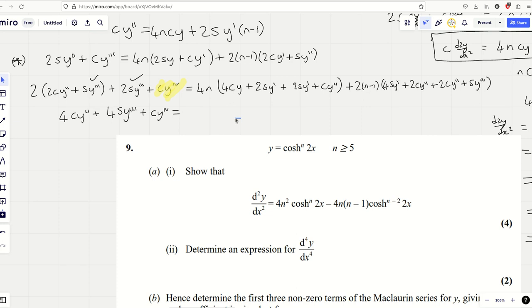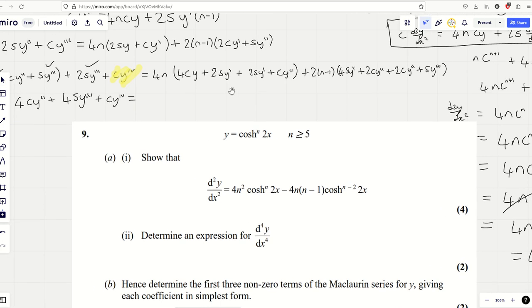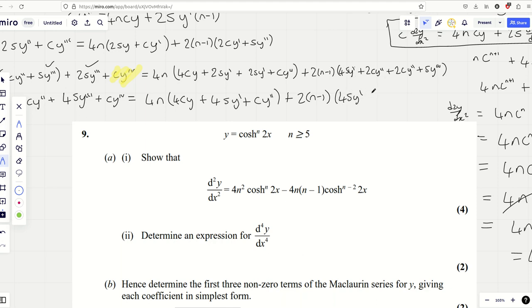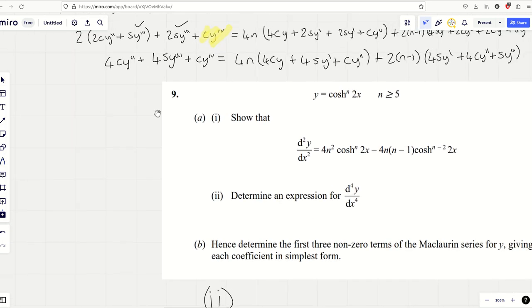And then what can I simplify over here? I'm sure I'll be able to simplify this further. Just a painful question, I'm afraid. What have we got here? We've got 4cy, well, we can't put that with anything, but I can put those together as 4n times (4cy plus 4sy dash plus cy double dash). And then here with 2 bracket n minus 1, I'm going to put those two together and have 4sy dash plus 4cy double dash plus sy triple dash. Cool. Okay, so I'm almost there.